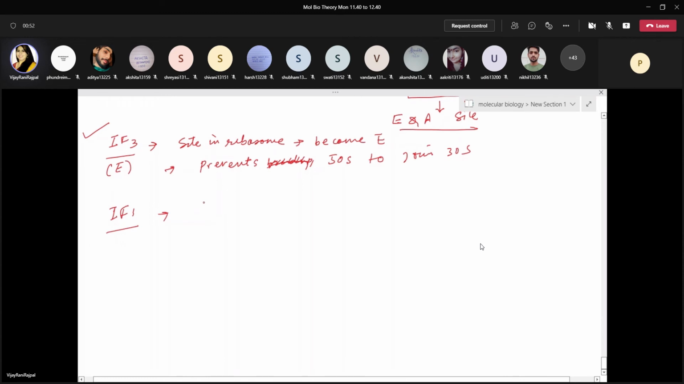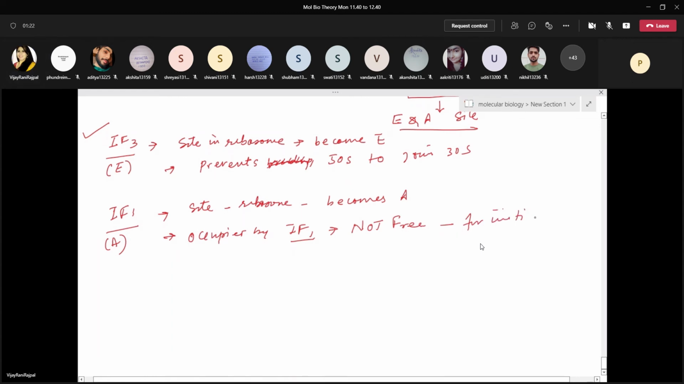IF1 binds to a site in the ribosome that eventually becomes the A site. So it is specific to bind to the A site. Once the site is occupied by IF1, it is not free for the initiator tRNA, that is FMET tRNA FMET. FMET is formylated methionine.